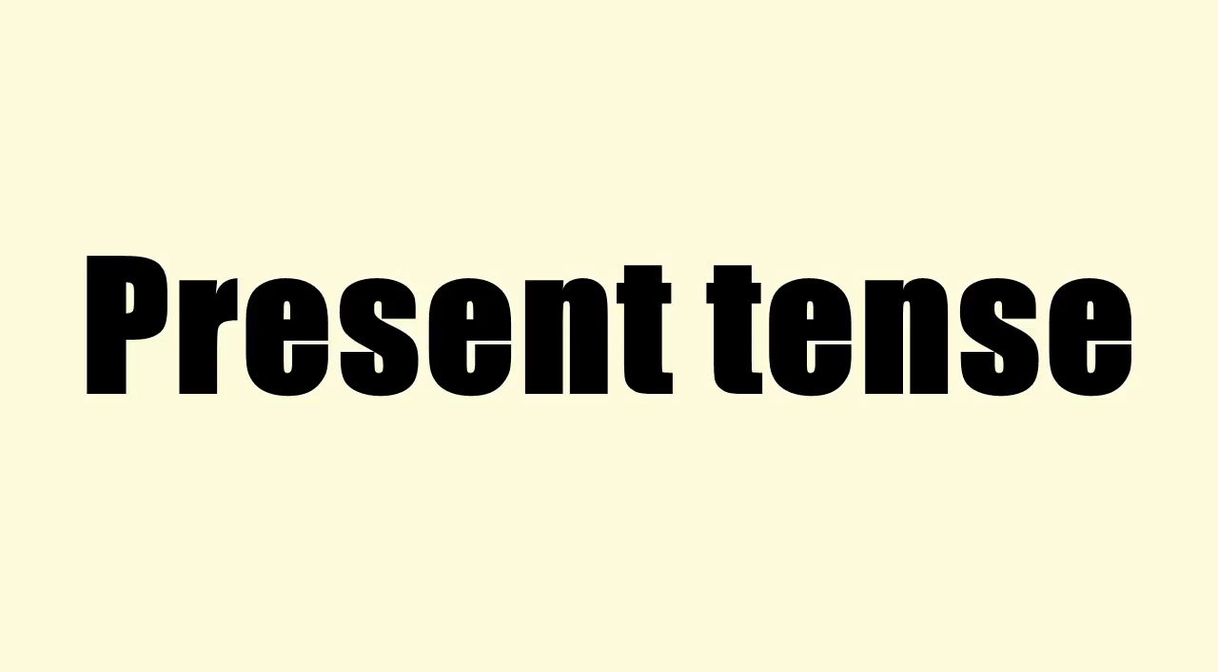Positive sentence: subject plus main verb plus object; subject plus first form of verb plus object. Note: if the subject in a sentence is he, she, it, or a singular noun, then s or es is added to the base form of the verb. Examples: I write a letter. He gets up early in the morning. The sun rises in the east.